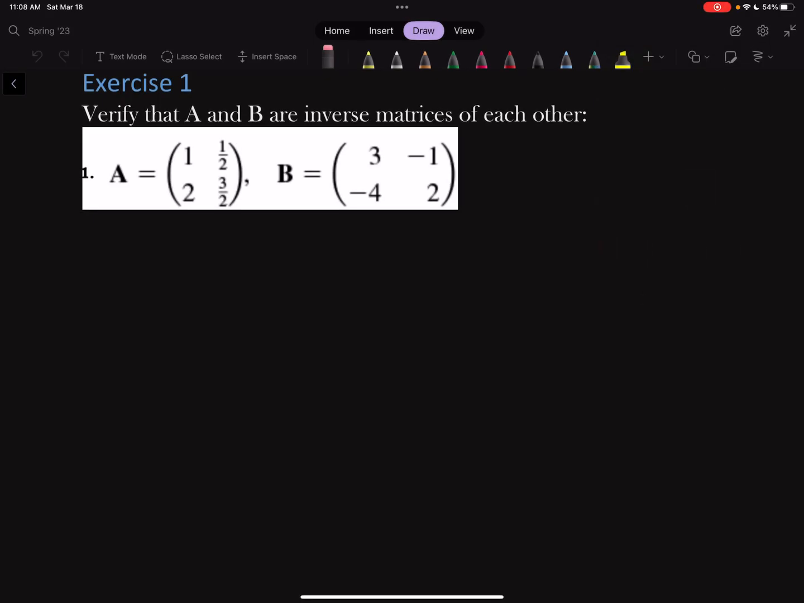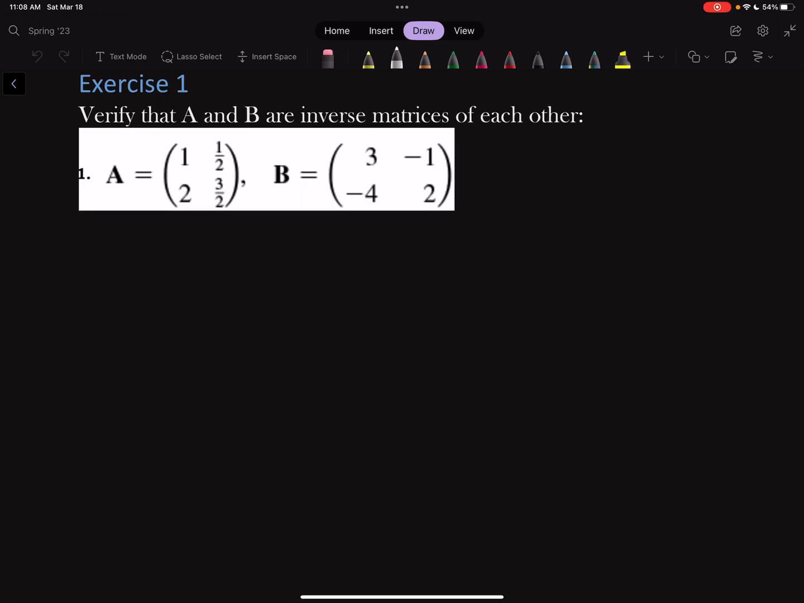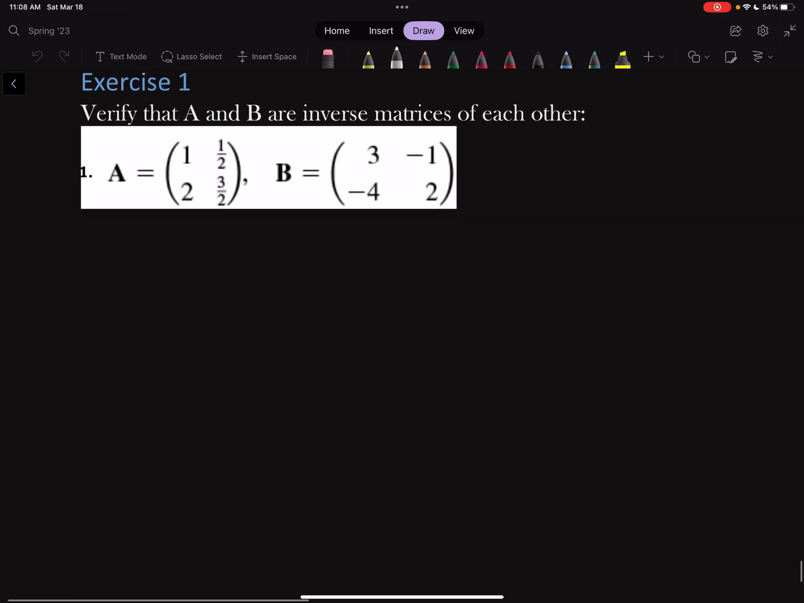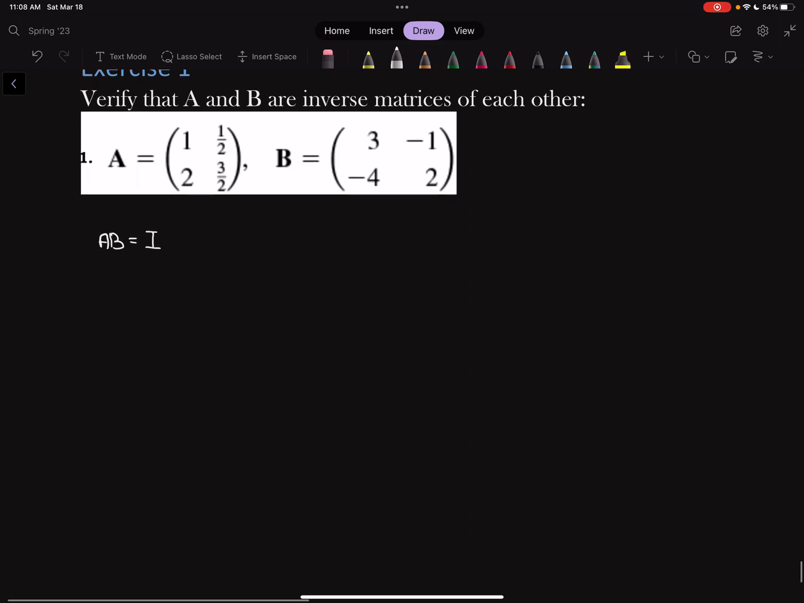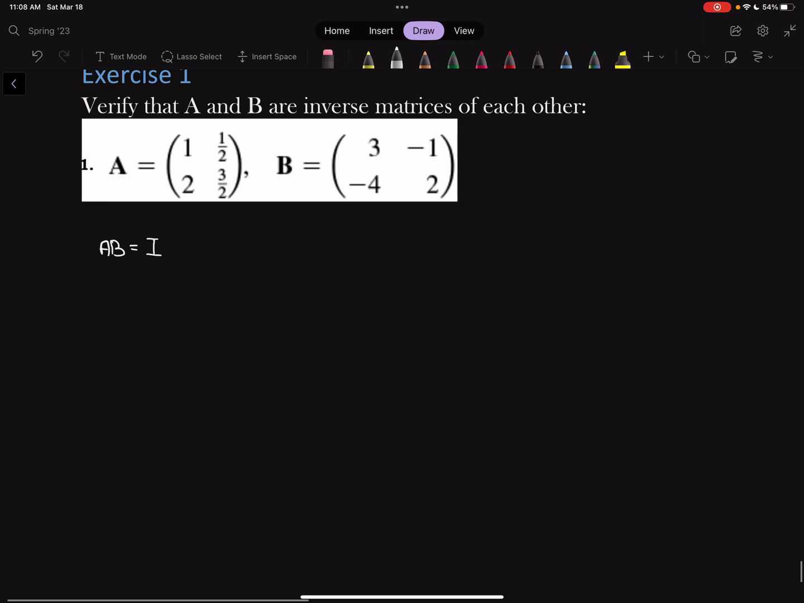The first video that we're going to do today, the first exercise, is verifying that these two are inverses of each other. Now, what does it mean for a matrix to be the inverse of another matrix? It means that when you multiply them together, you get the identity matrix. So let's see if we get the identity matrix if we multiply A and B together.